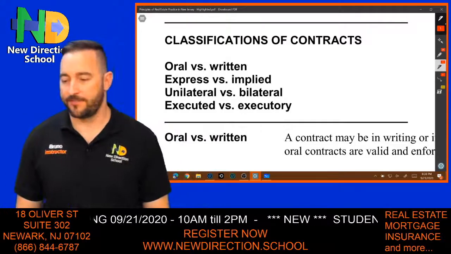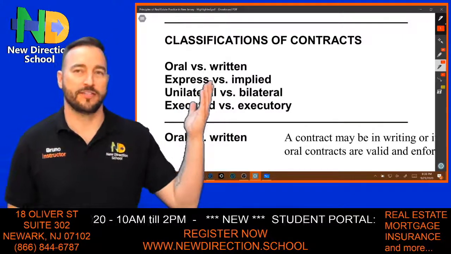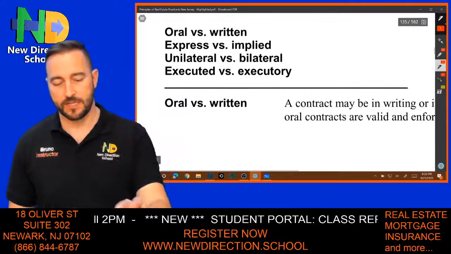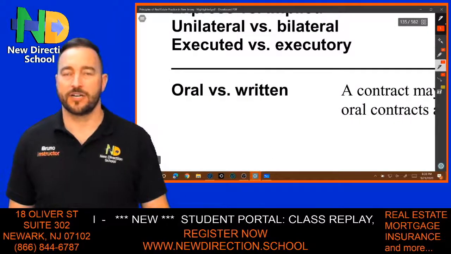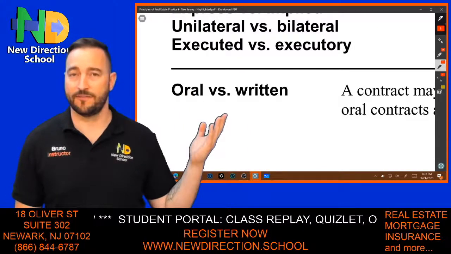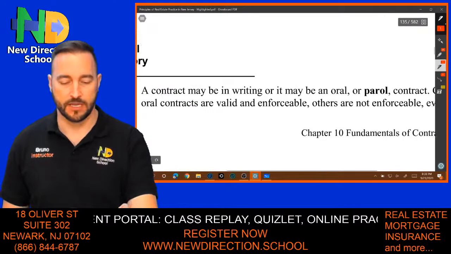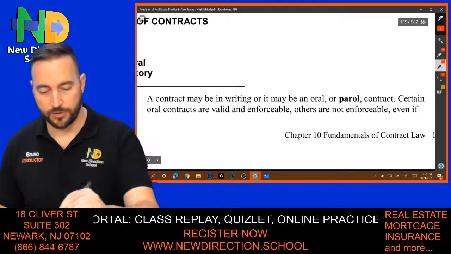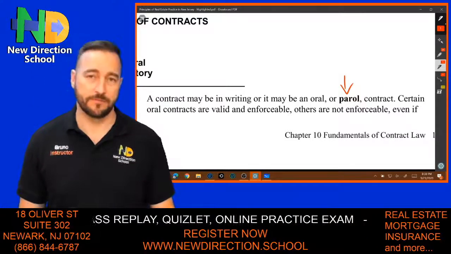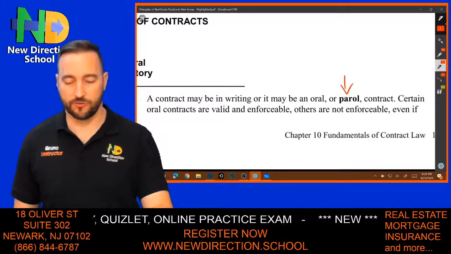All right, guys. Classification of contracts. It could be oral or written, expressed or implied, unilateral, bilateral, executed, or executory. Oral or written contract, guys, you already know. I already said earlier, we can have an oral agreement and it's still enforceable. We can have a written agreement, it's even more enforceable. So there's something called the parol evidence rule that says that contracts in writing supersede oral contracts. Okay?